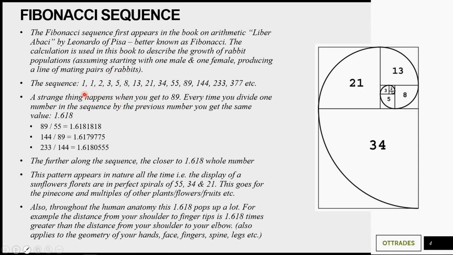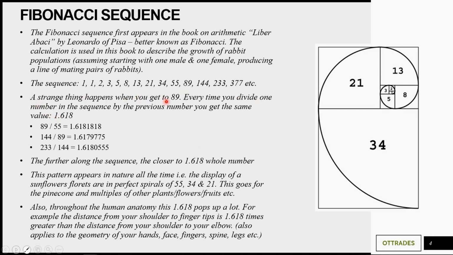Without the rabbit example, we're basically saying 1 plus 1 is 2, 2 plus 1 is 3, 3 plus 2 is 5, and so on. So you're adding the previous number to the current number every single time. So that's the Fibonacci sequence.